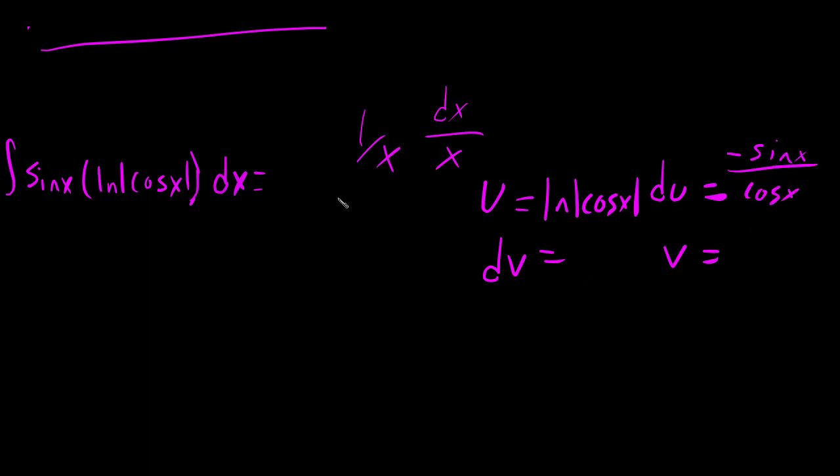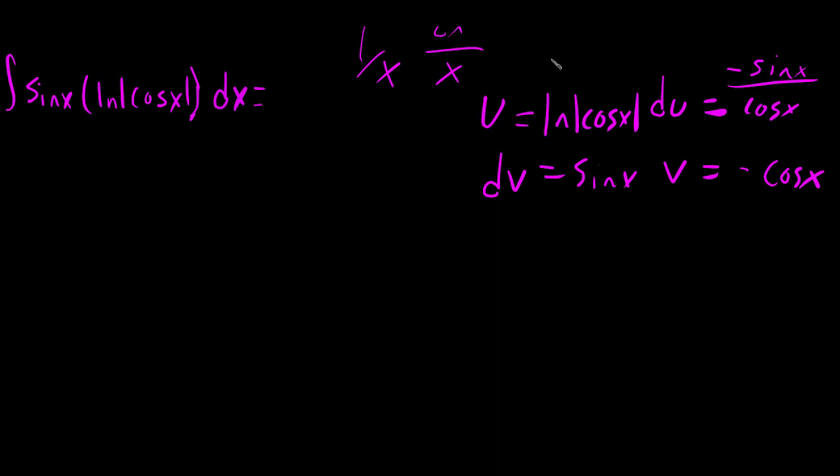So dv has to be sine x because it's the only thing left, other than 1, but if it was 1, sine x would still be there. So then v, the integral of sine x, is negative cosine x, because the derivative of cosine x is negative sine x, so we have to make that negative to make the negatives cancel out. So uv minus the integral of v du.